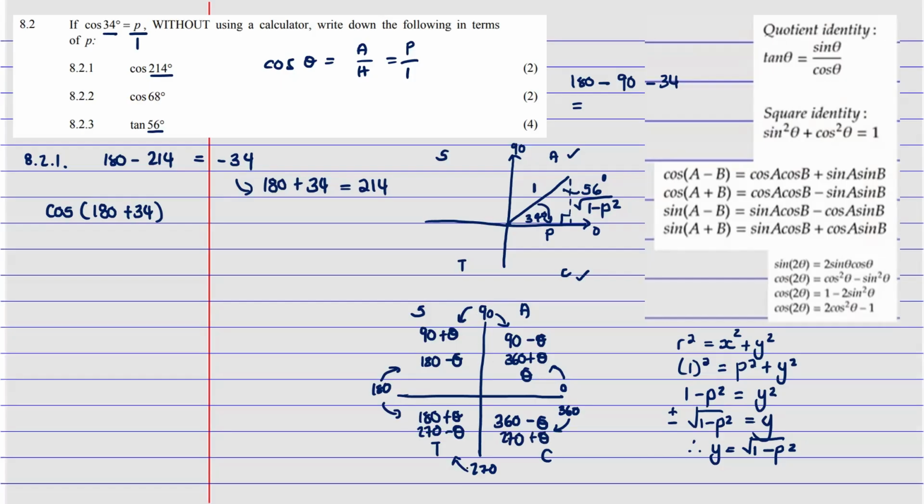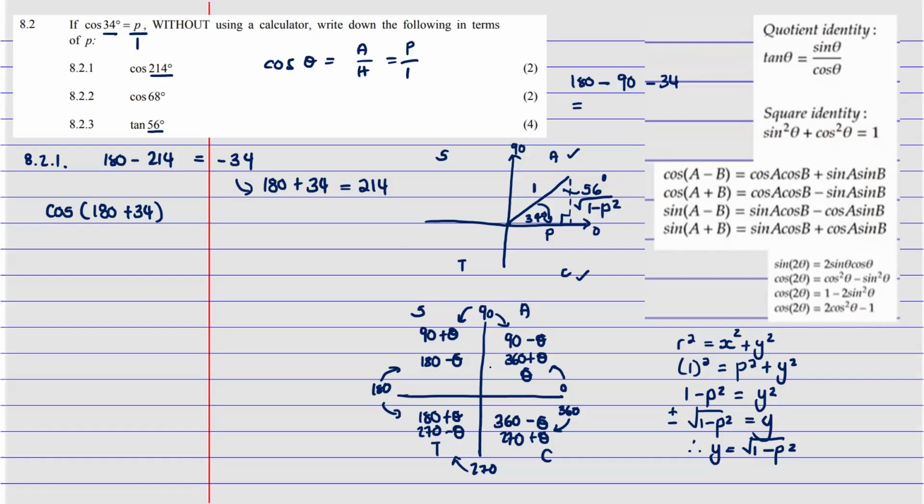270 and 90 are cofunctions, meaning they change your cos and your sine. If you have a sine of 90 something, that changes to cos. And if you have a cos of 90 something, that changes to a sine. Does that make sense? Yes, ma'am. Okay, cool.